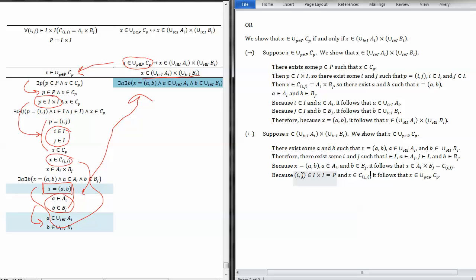And that subscript there, that index, is in I times I, which is P. Therefore, because X is in here, and the index is in P, that means X is in the union of the C sub P, which is what we wanted to get to. All right, well, that was some work, but I hope you learned from those two possible ways of proving this problem, and that does it.